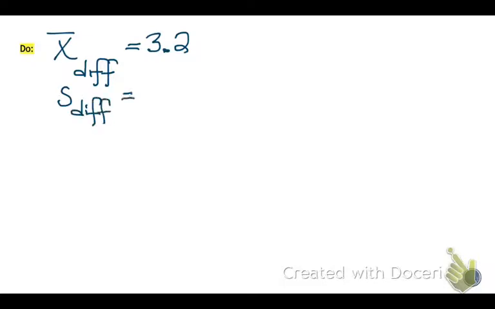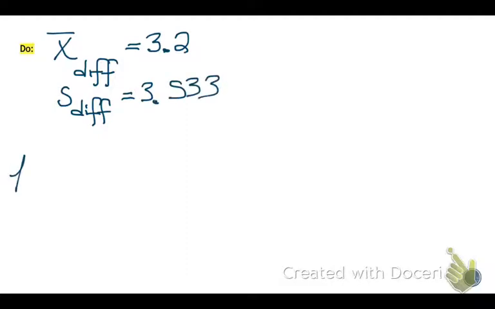All right, so I'm going to do my do part now. So in the do, I know that I need my test statistic. So first I'm going to list what I just saw in the one variable stats. So the sample mean difference was 3.2. The standard deviation of that sample difference was 3.533.